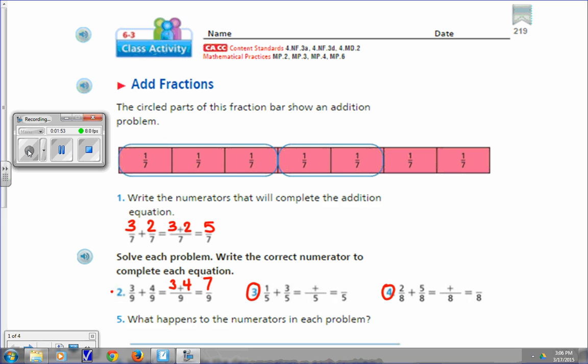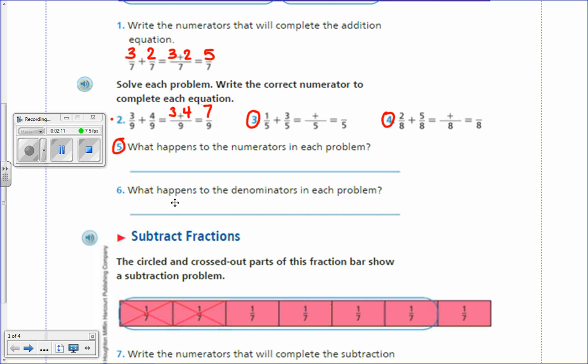I'm going to have you do 3, 4, and 5, because I want to know what you think is happening. We will correct those in math workshop so that we can check your answers and check your thinking.